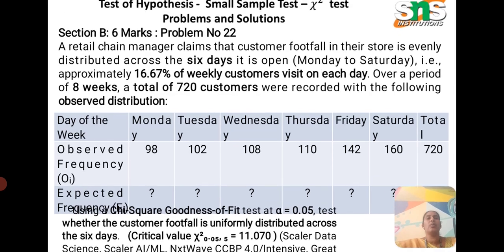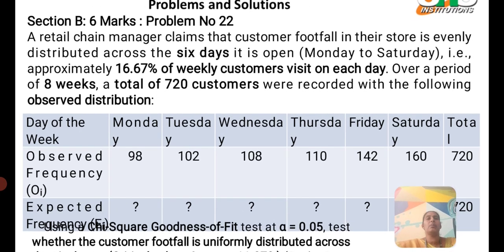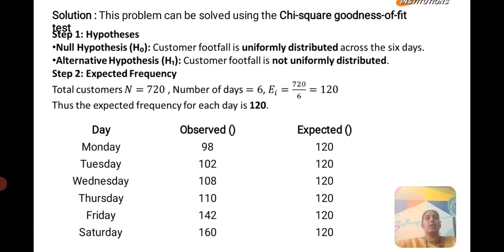Let us see the problem based on the Chi-square. A retail chain manager claims the customer footfall in the stores is even across the 6 days it is open, so 16.67 percent of weekly customers visit on each day. Over a period of 8 weeks, a total of 720 customers were recorded. They have given the days of the week and the observed frequency, and we have to calculate the expected frequency.